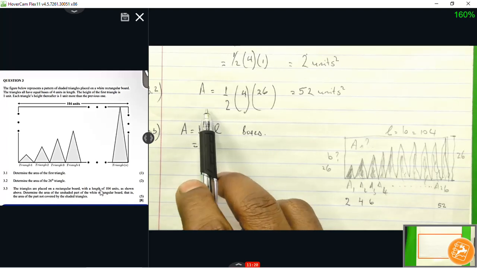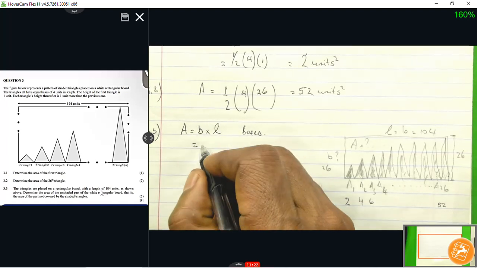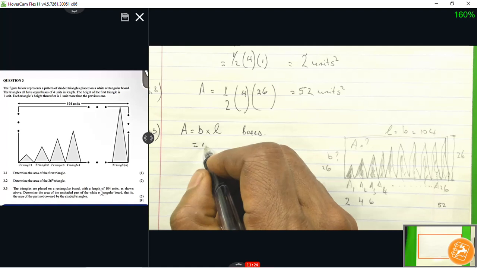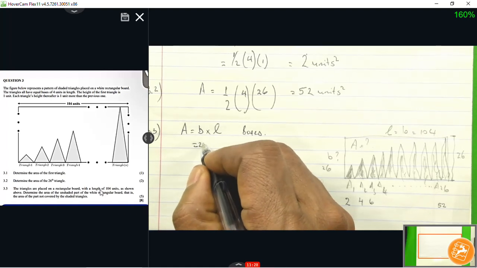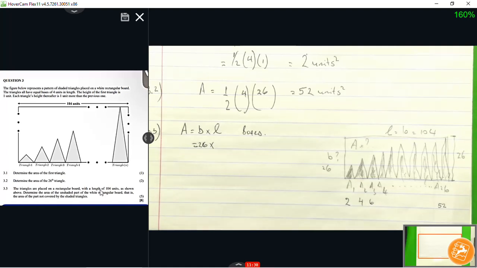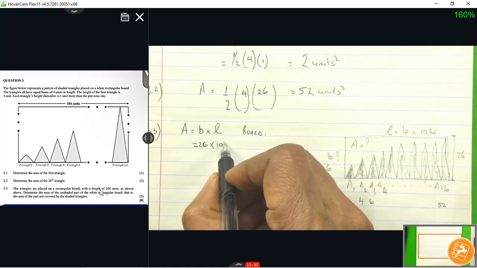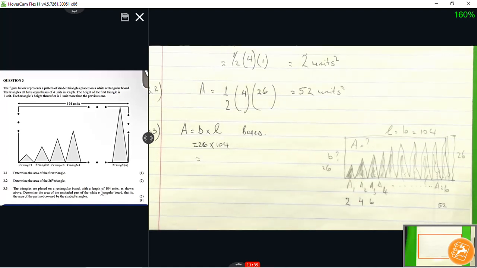Here it was the area of a triangle. So I have my 26. Okay, I'm going to do it like this so that it doesn't become clumsy. 26 times 104. Then what do I get there? Okay, right, I've got 6 104s, which is 624 and a 20.